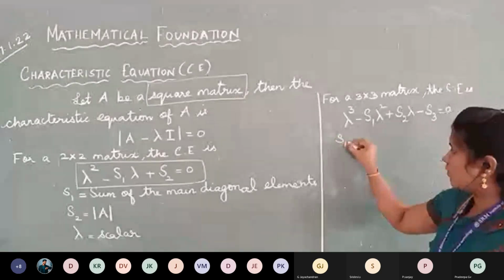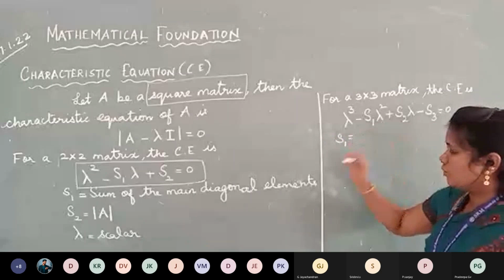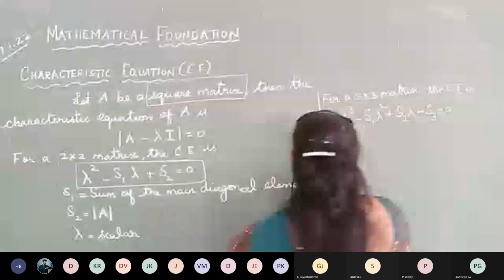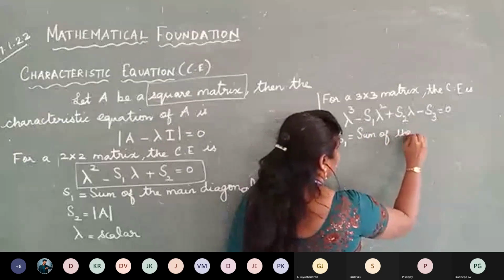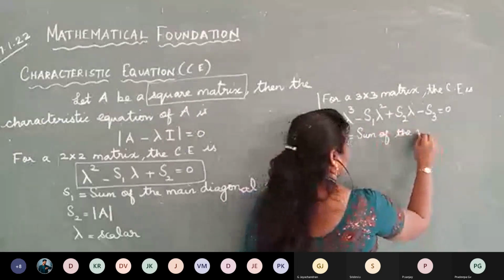Here also your S1 will denote the sum of the main diagonal elements in your 3 cross 3 matrix. It will be the sum of the main diagonal elements.